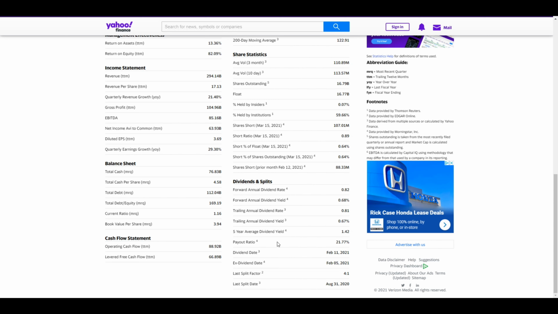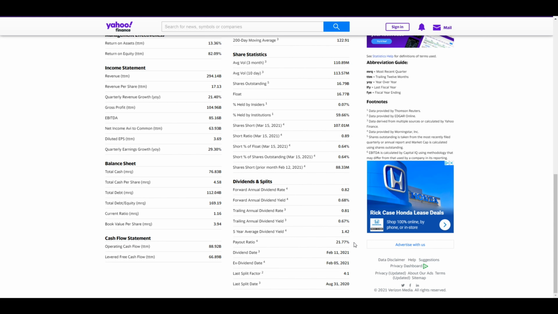So the payout ratio is an important thing to look at as an investor, especially as a dividend income investor. And for Apple, it's currently 21.77%, which is really good. And the reason that it's important is because it tells you the current dividend, how much of a percentage it is out of the total of earnings. So if it was 100%, it would mean that the company is paying out all of its earnings as dividends, and that would be bad because then there's no profit left over for the company to reinvest in itself.